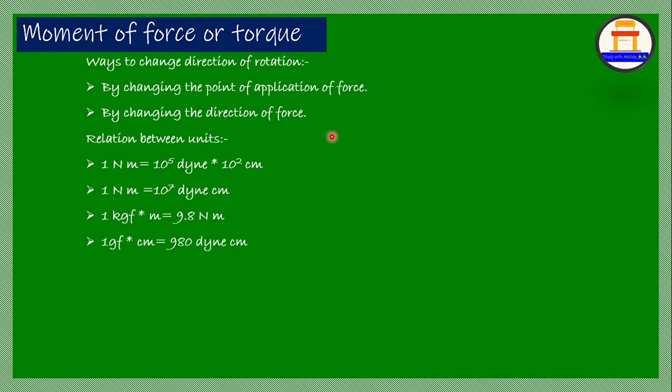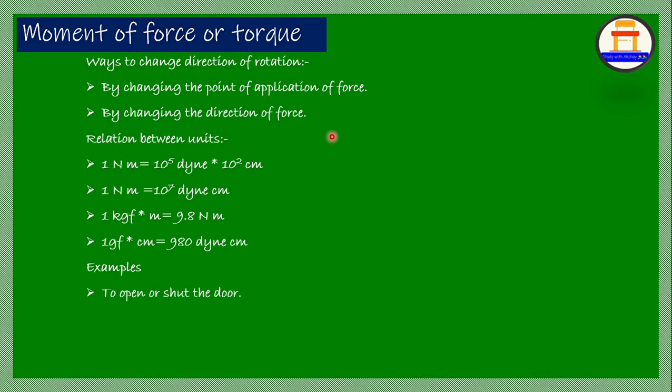1 gF centimeter is equal to 980 dyne centimeter. You can either write it in Newton meter form or dyne centimeter form. So a few examples are there. Amongst them, I have put one example picture over there, and I will explain using that picture now.